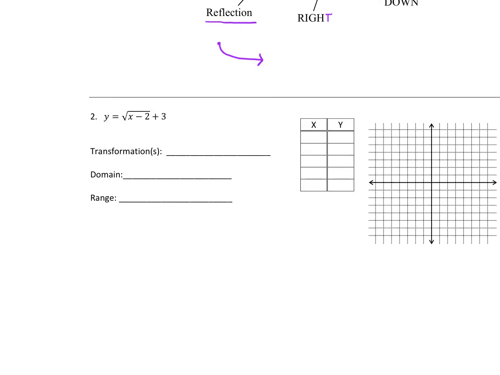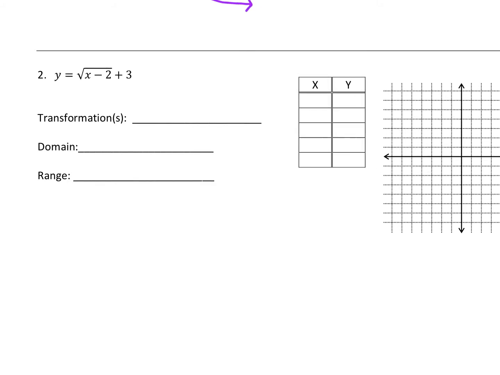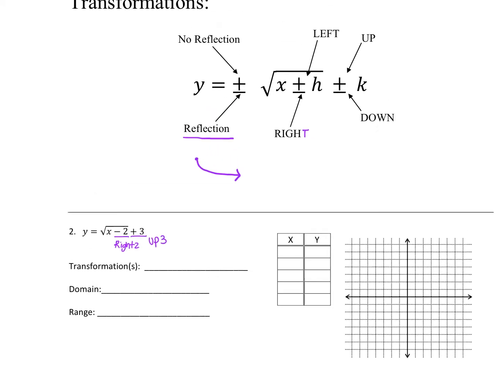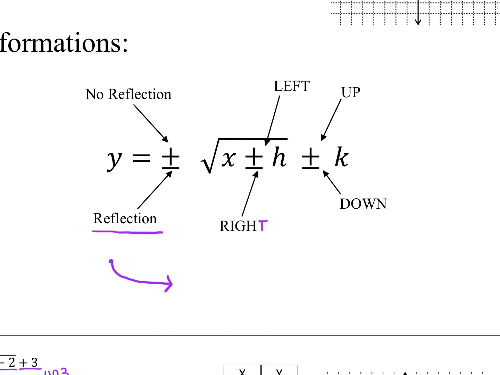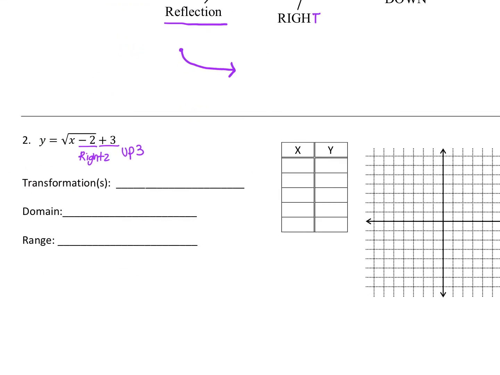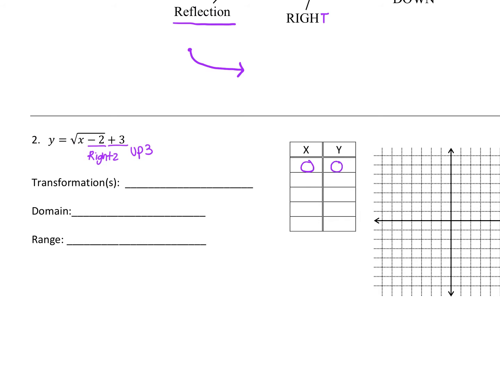So let's look at this first graph. I have a minus 2 on the inside. That means this is going right 2. And I have a plus 3 on the outside, so that means it's going up 3. Now, I'm going to use my same points from the table up here. I'm going to copy them down into this table. So (0, 0), (1, 1), (4, 2).